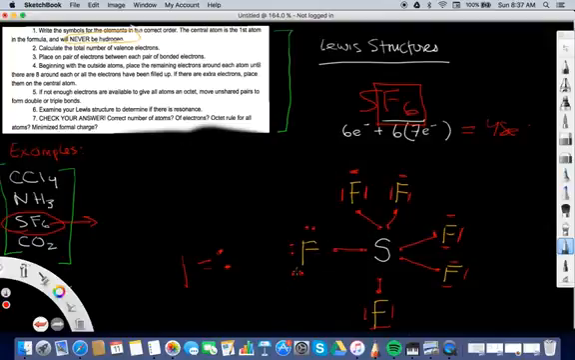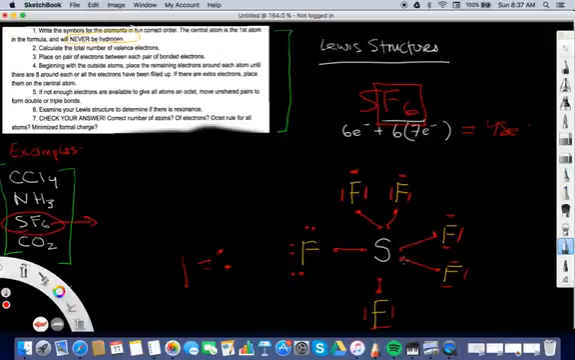So fluorine has an octet here, 2, 4, 6, 8. All the fluorines have an octet, and sulfur, because it can exceed its octet, we don't really mind how many electrons it has. But if you want to know, sulfur has 2, 4, 6, 8, 10, 12 electrons, and all the fluorines have an octet.